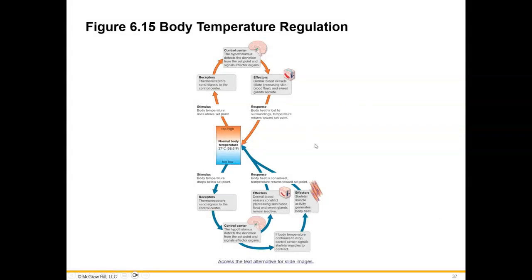Okay, this is a body temperature regulation graphic, which just went over what we just did. It shows what happens if the temperature is too high, and then it shows what happens if the temperature is too low. And you'll see a lot of these models used throughout the textbook. Okay, because this is negative feedback, we're always trying to get back to a set point.